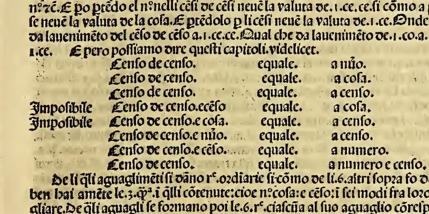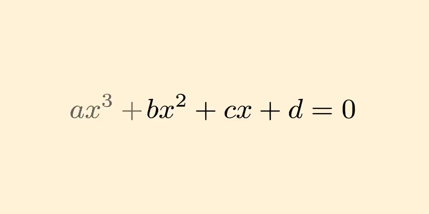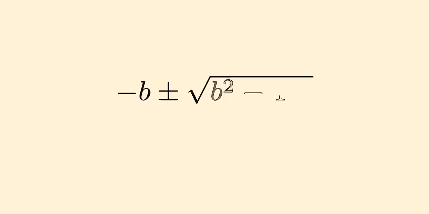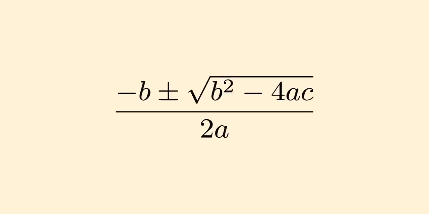Now this should be at least a little surprising, since without the x cubed term, the equation is simply a quadratic. And many ancient civilizations had solved quadratics thousands of years earlier. Today, anyone who's passed 8th grade knows the general solution. It's minus b plus minus root b squared minus 4ac all over 2a.